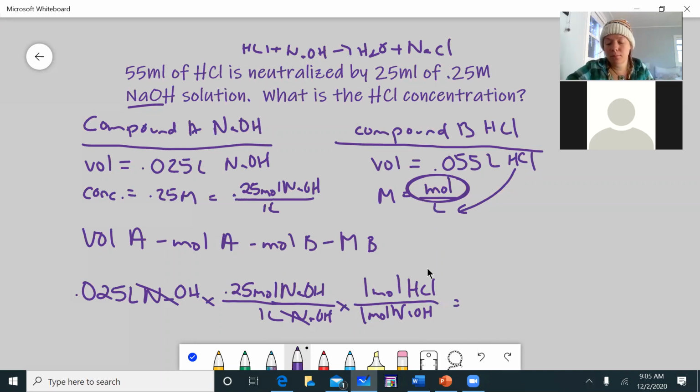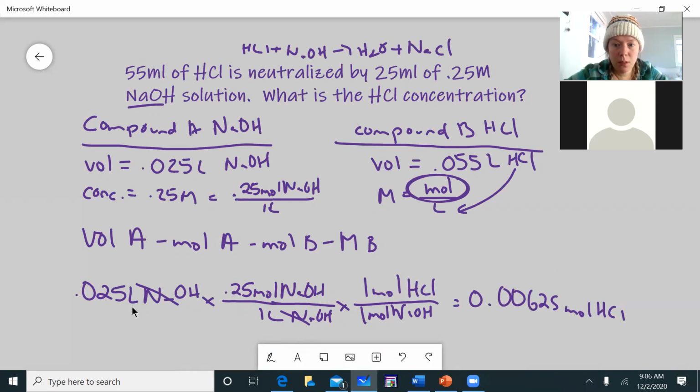We get 0.025 times the 0.25. And I get a small value, but we're dealing with really small volumes, so that's all right. 0.00625 moles of HCl. I'm going to keep all those numbers. I'll round it to 2 on the next step.